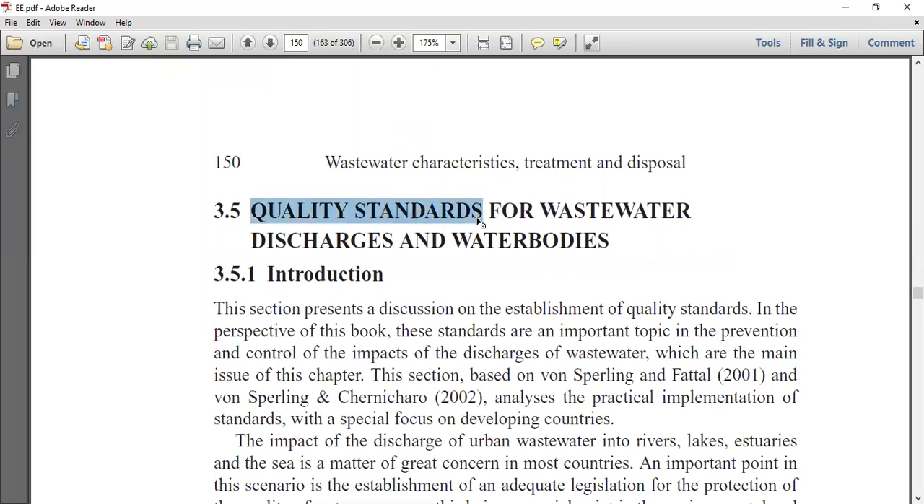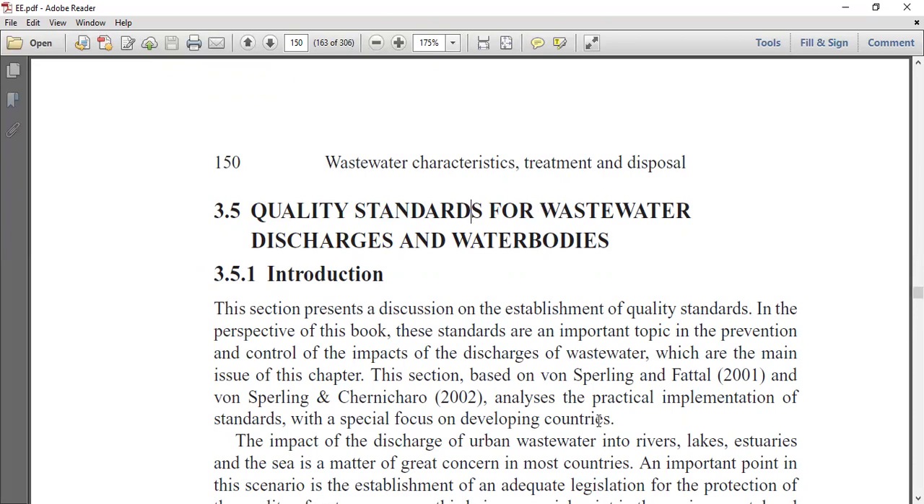So next is the quality standards for the wastewater discharge and water body. This section presents a discussion on the establishment of quality standards from the perspective of the student. These standards are an important topic in the prevention and the control of the impacts of the discharge of wastewater, which are the main issues in this chapter.